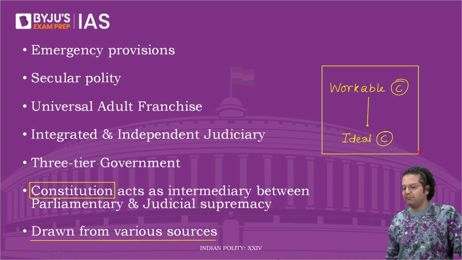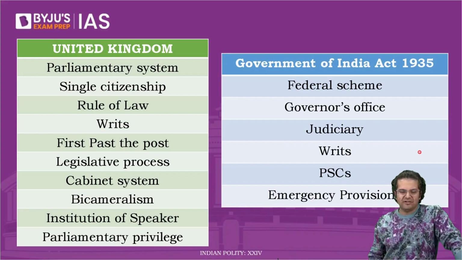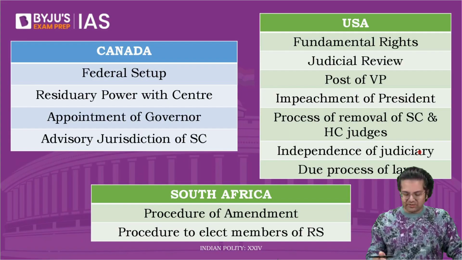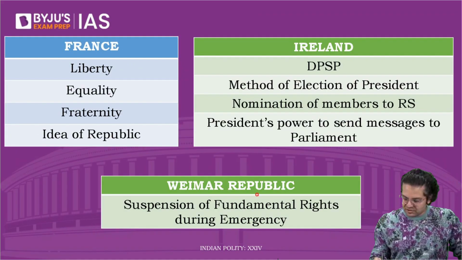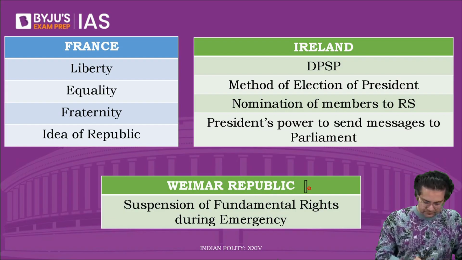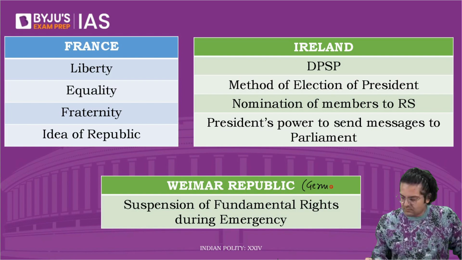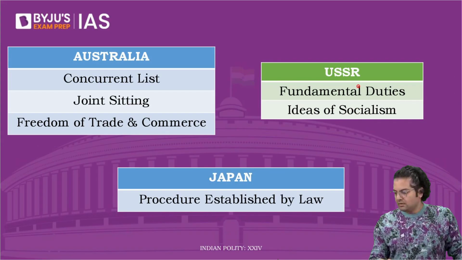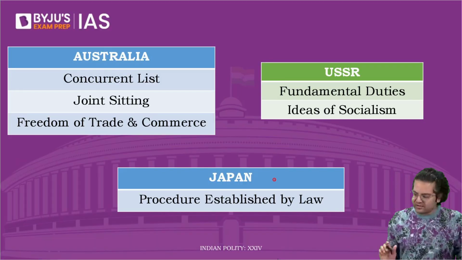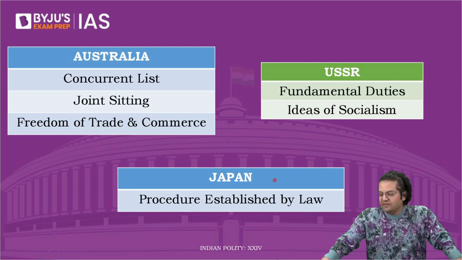And yes, we have borrowed it from various sources. You can see here from UK, from Government of India Act. You have to mug up all these things from Canada, from USA, from South Africa, from France, from Ireland, from Weimar Republic. This is basically Germany. Then Australia, Soviet Union, Japan. Yes, you have to mug up all these things, important. And that is all as far as polity and constitution is concerned. That is all for me, Jai Hind.